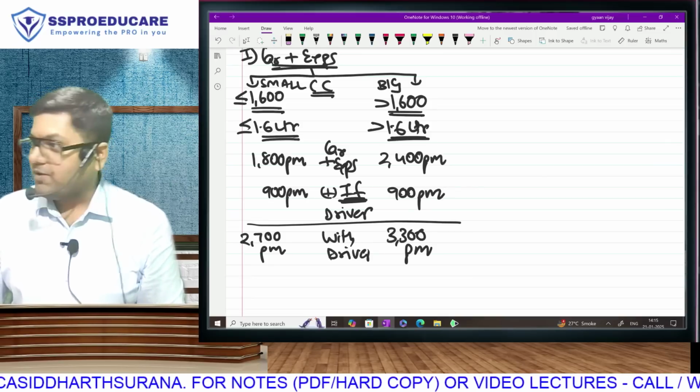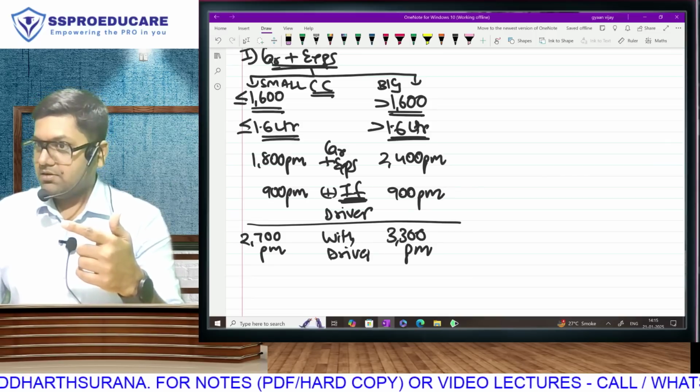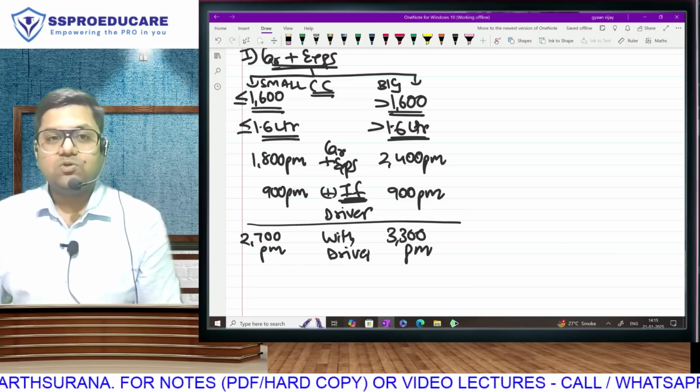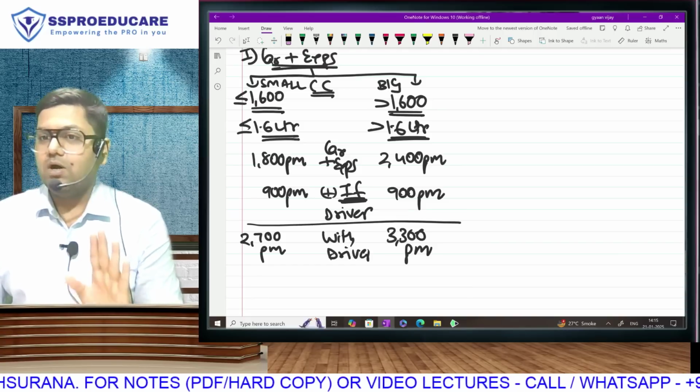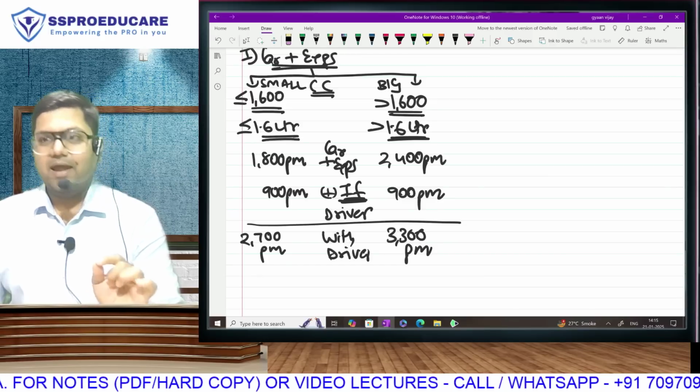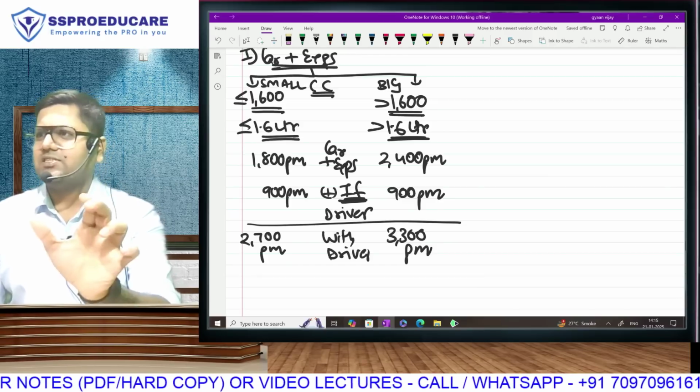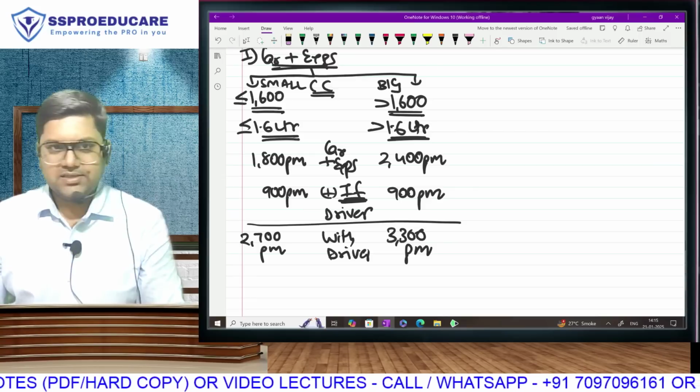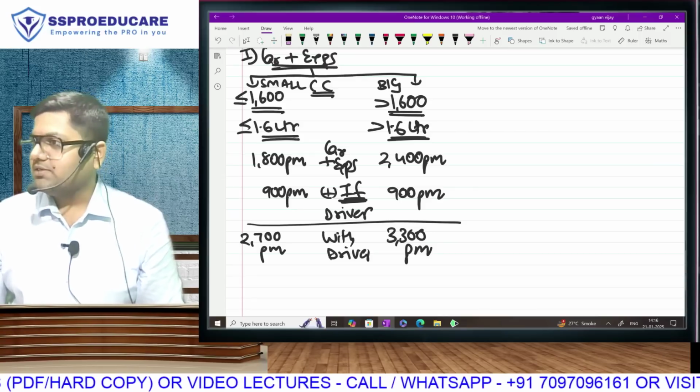So will the actual benefit be much higher? But we are taking tax only on a very low amount. Small car 1,800, big car 2,400, and the driver's value is the same whether small car or big car. Is that clear? Two more things I have to clarify.